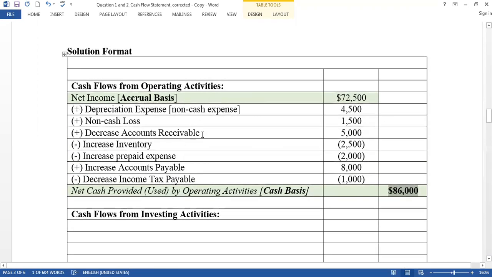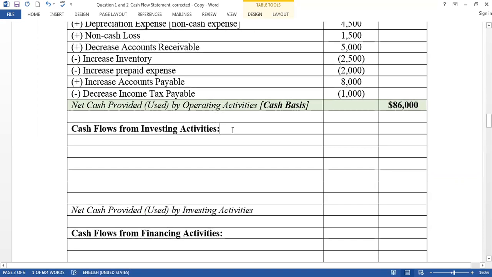So we are done with our operating activities. The next section is about investing activities, and I already told you that investing activities are about property, plant, and equipment. Again, property, plant, and equipment increase means you pay cash. Property, plant, and equipment decrease means you receive cash.